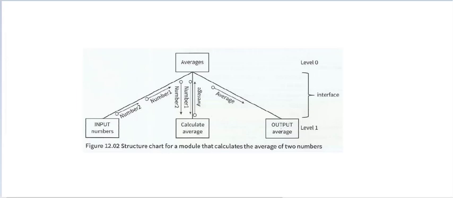Okay, now we want to write pseudocode for this procedure, calculate average, right? And what we can see here is that there are three parameters being passed. Two of these parameters, number 1 and number 2, are pointing downwards, so they are going to be passed by value, and this one, average, is being passed upwards, so this is going to be passed by reference.